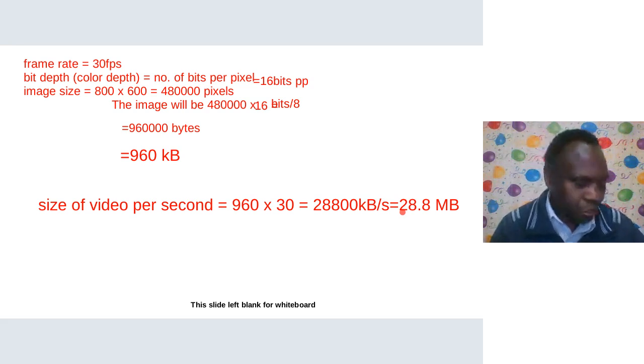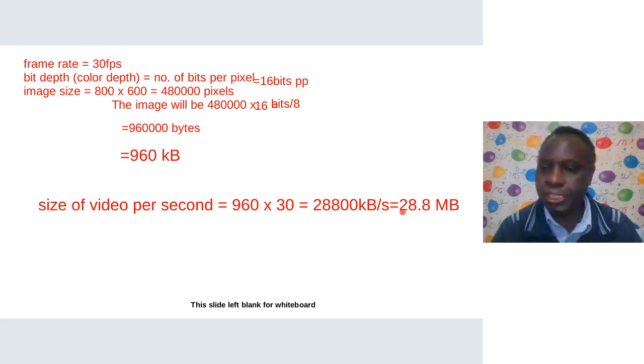So every second, 28.8 MB. So suppose we record for, let's say, 10 minutes. So 10 minutes recording. Now we forgot to assume how long we want to record our video, but now we can add it here. Say, suppose we are recording for 10 minutes.